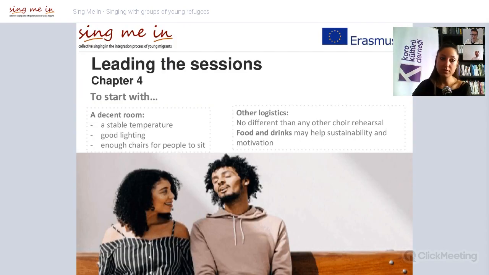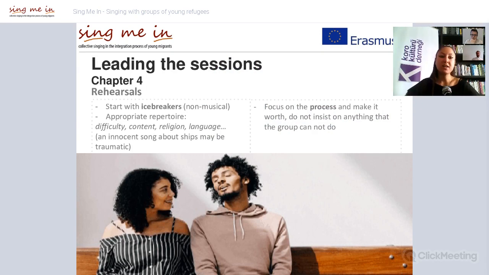To start with, you have to create a decent room with a stable temperature and good lighting and enough chairs for people to sit. These are all very conventional stuff. It is no different than any other choir rehearsal. And sometimes it is not allowed to eat and drink during rehearsal, of course, but it may really help sustainability and motivation. It creates a very friendly atmosphere, especially cooking their own food and presenting it to you. It will make the atmosphere very friendly before singing. So we advise it.